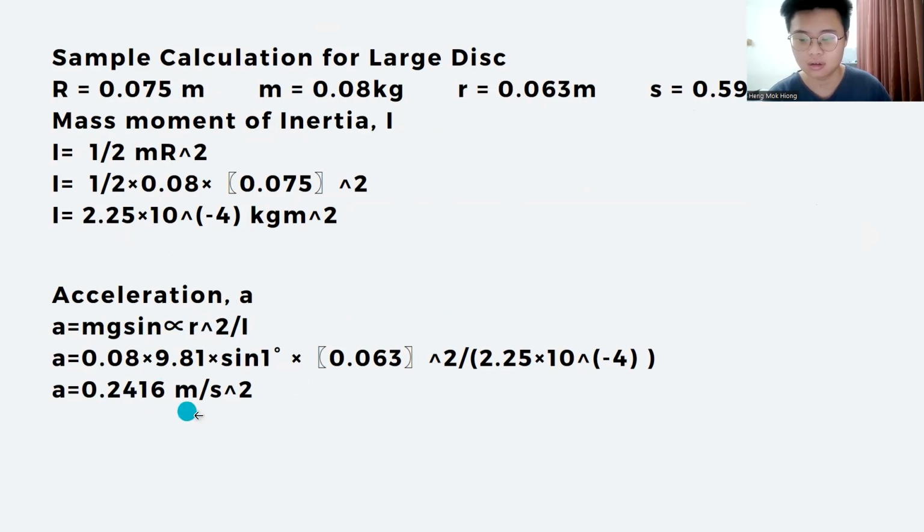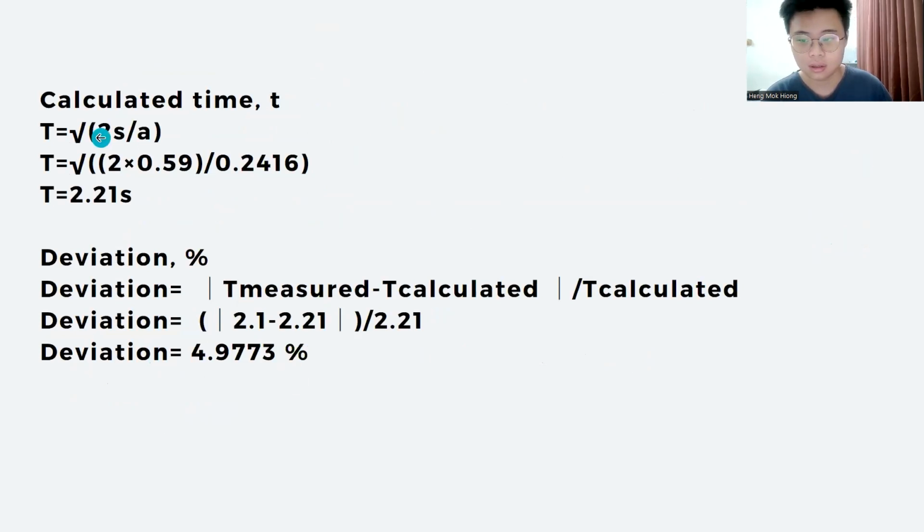So we get 0.2416 meter per second square. And to calculate time, also using the formula with S, which is 0.59 meter. Finally, we get the calculated time, 2.21 seconds, and the deviation, T measured minus T calculated, over T calculated, and we get the deviation of 4.977%. Okay, that's cool.